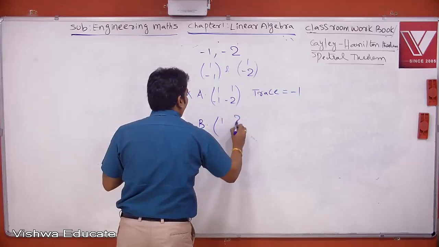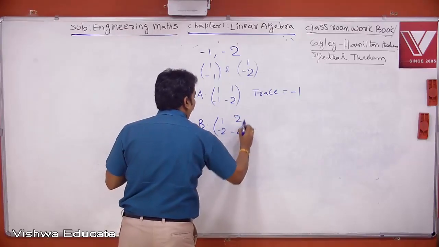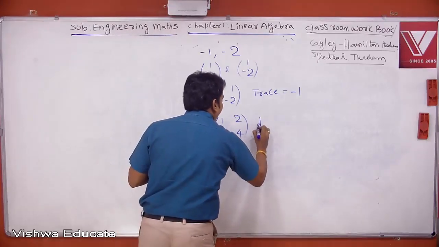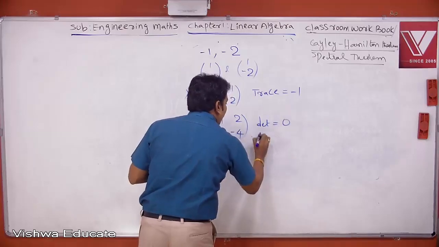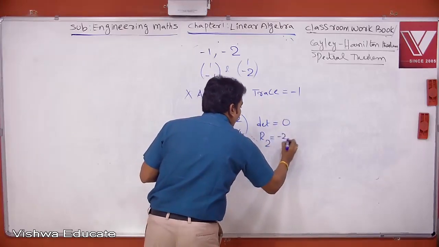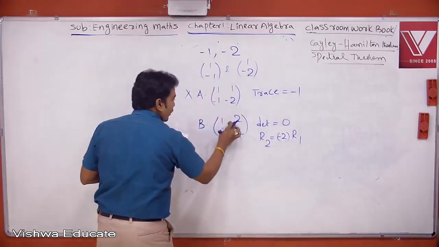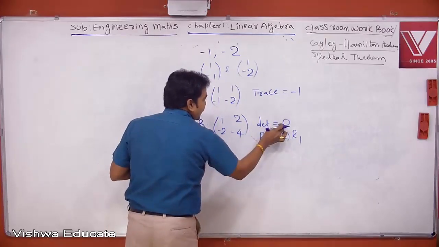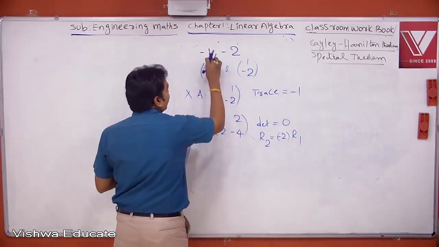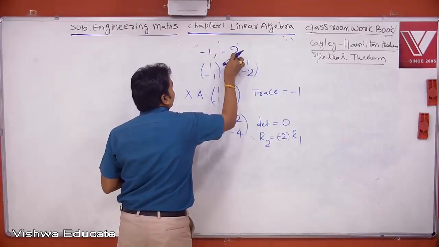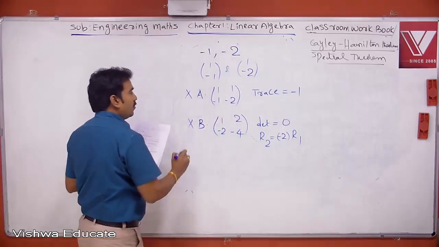This is 1, 2, minus 2, minus 4. Here the determinant is 0, because R2 equals minus 2 into R1. One row is a constant multiple of another row. So the determinant is 0. When it is 0, at least one eigenvalue is 0. But no eigenvalue is 0. Therefore, B is also a wrong answer.